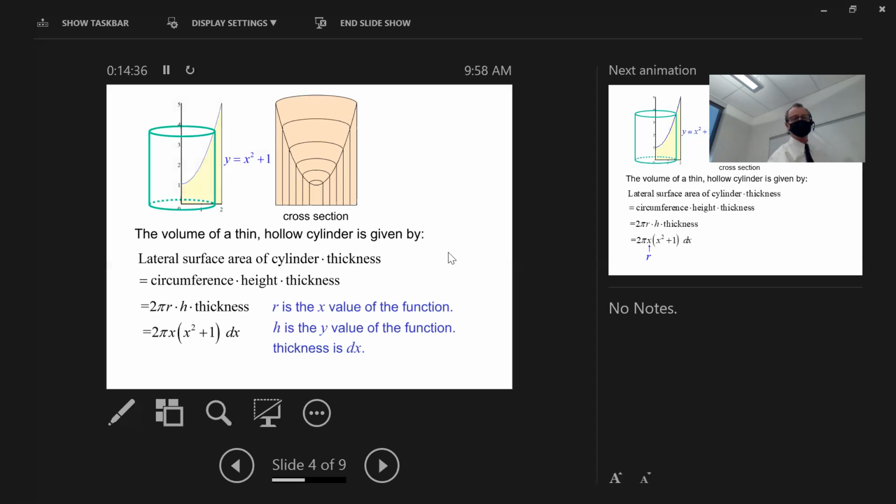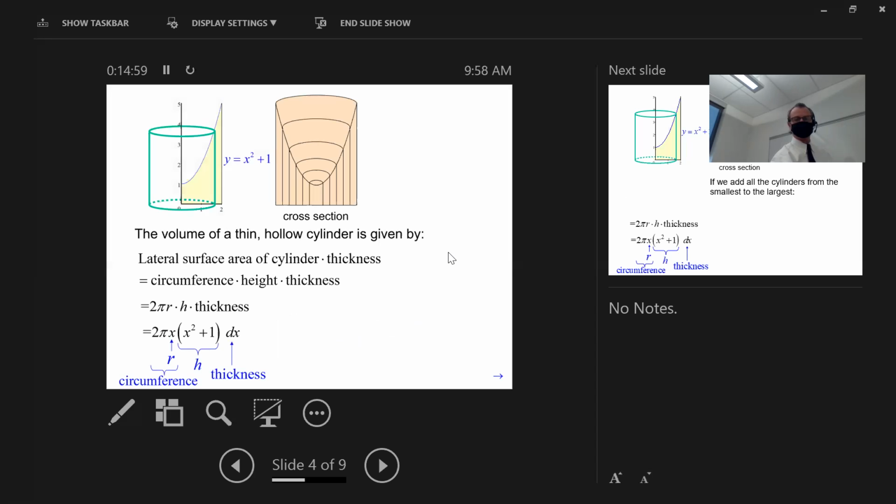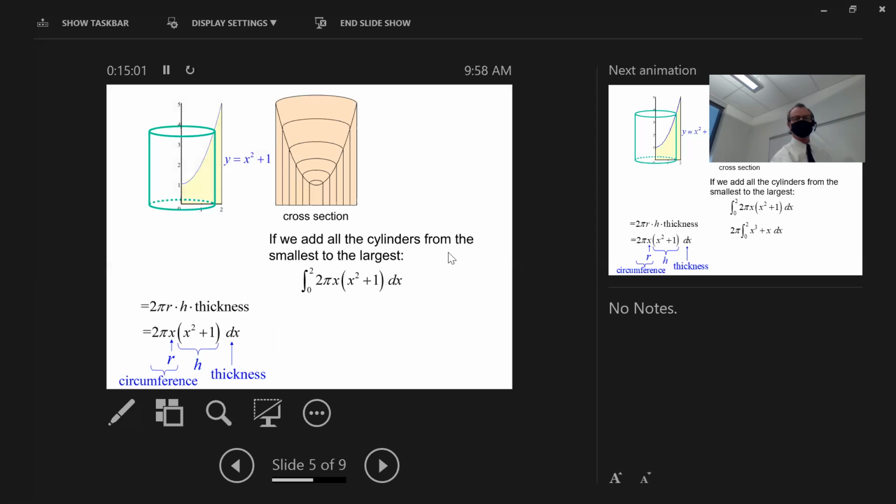So what do we get? 2 pi x, 2 pi, where the radius is x, and the height is the y value, x squared plus 1 times dx. And what? We add them up from what? From 0 to 2. Because the radius of these cans would start with a radius of 0 to a maximum radius of 2. 0 to 2.